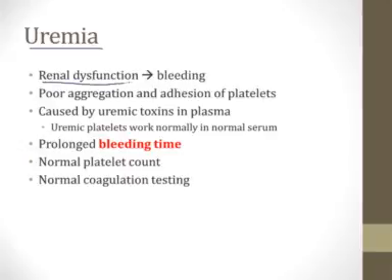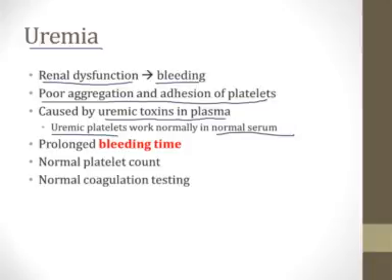When you have significant renal dysfunction, this can lead to platelet dysfunction and bleeding. The reason is because in the setting of uremia, there's poor aggregation and adhesion of platelets. This is caused by uremic toxins in the plasma. It's interesting, if you take platelets from a uremic patient and put them in normal serum, they will work just fine. The problem is not the platelets themselves, it's toxins that are floating around in the plasma.